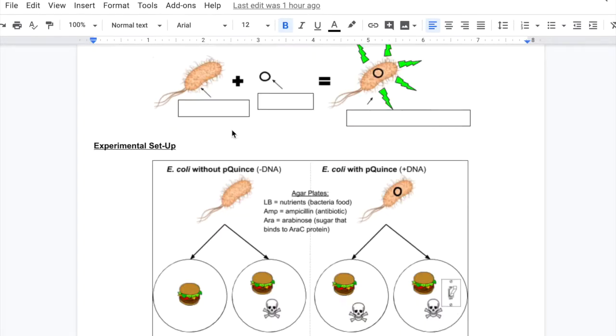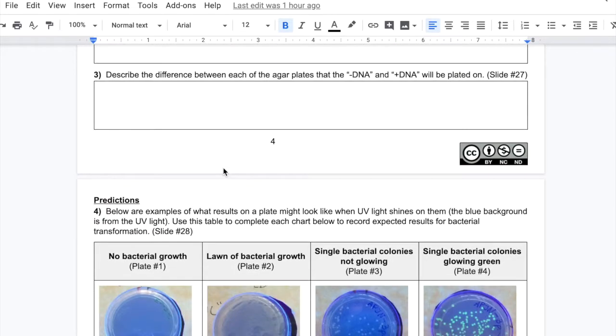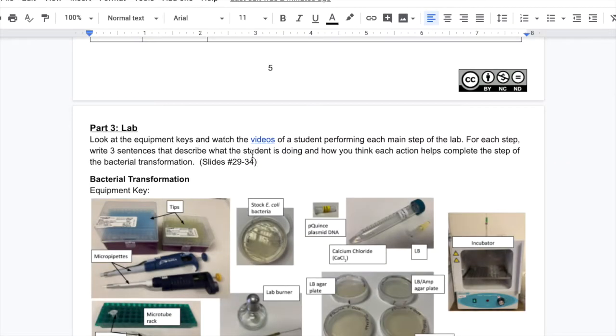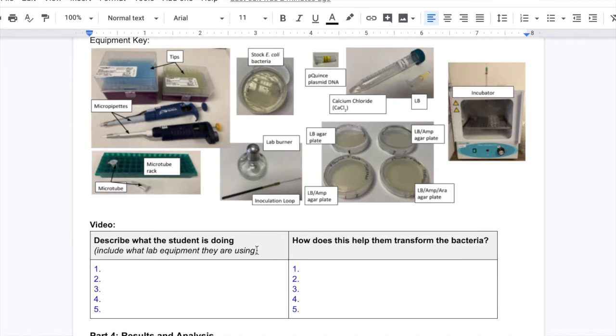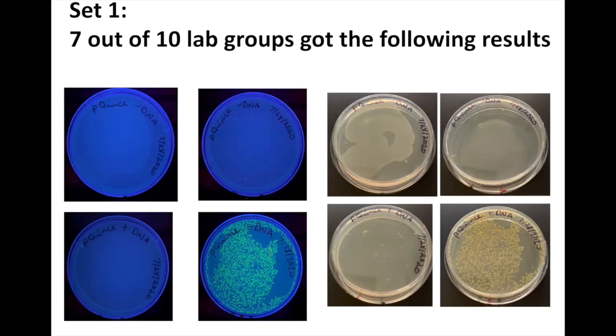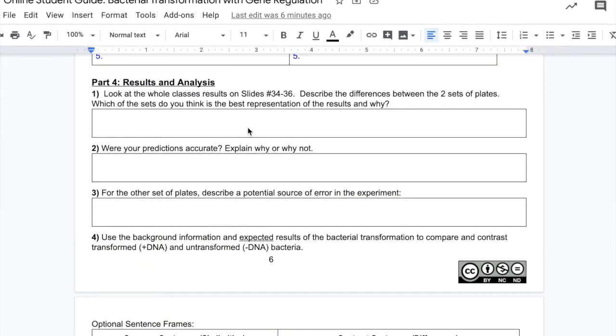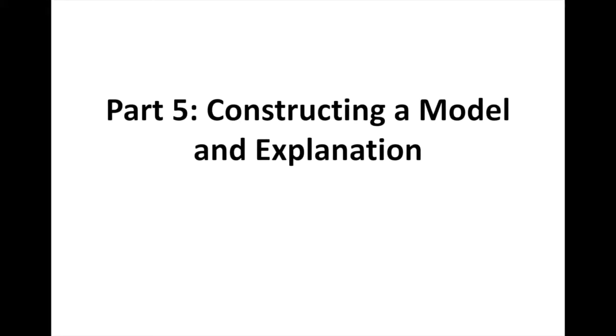After reviewing experimental design for the lab and making some predictions, students will learn how to do bacterial transformation through reading, watching videos, and activities embedded in the student guide. Then we'll have students look at some representative results for the transformation, capture their observations, and identify some possible sources of error. In the final step of the lesson, we ask students to communicate what they have learned.